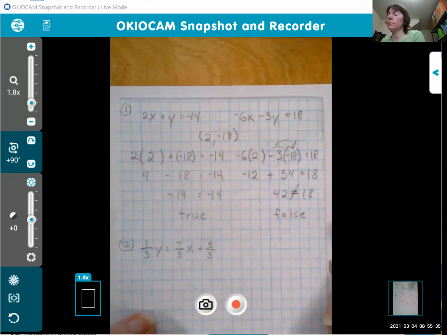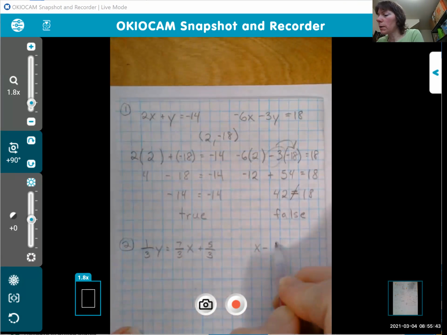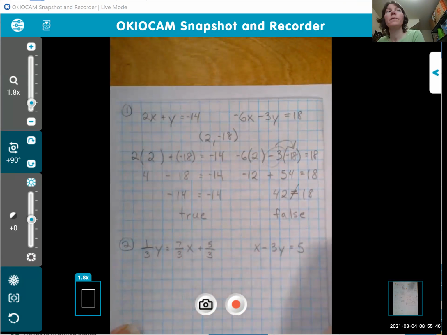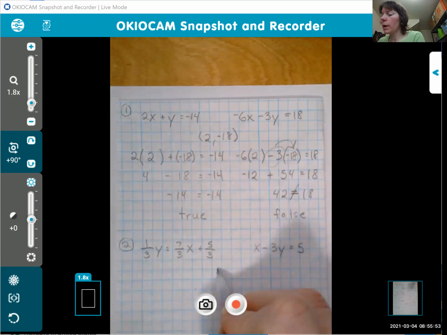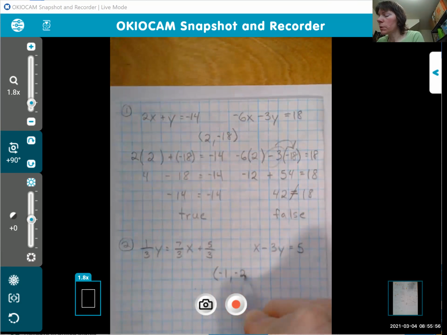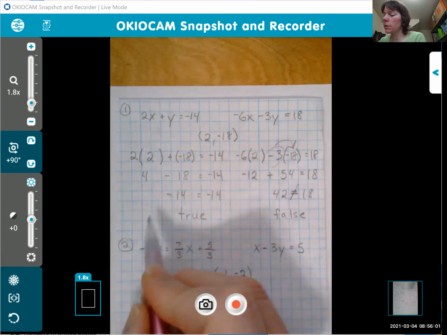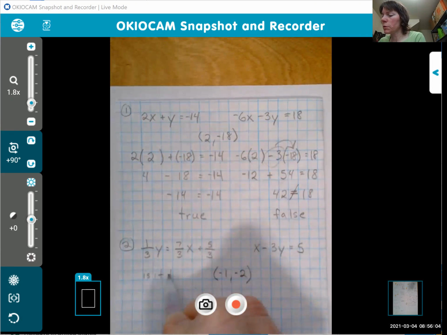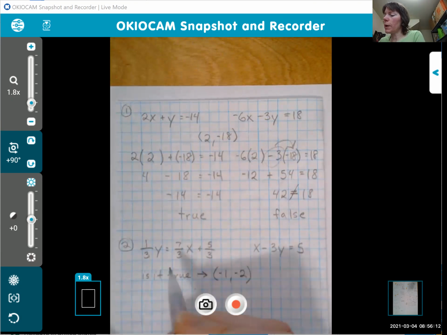That should look a little familiar there. All right, we just saw that recently. And the other equation we're going to use is x minus 3y equals 5. And so here I want to find out, is it true that (-1, -2) is a solution to this system? Is it true? Right? I'll just write that here. Is it true that that's the solution? So let's start substituting in our equation here.